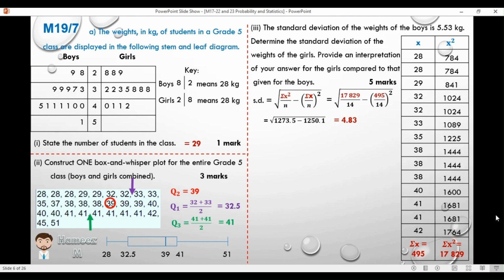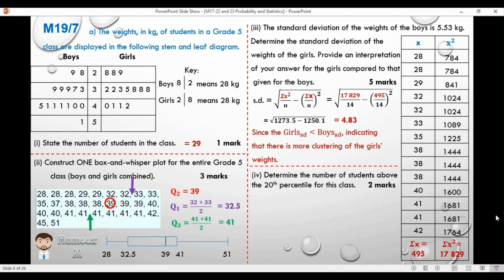And this is to two decimal places, because the standard deviation given for the boys was also to two decimal places, 5.53. Now we can compare the girls' and boys' deviations. Since the girls' standard deviation, which is 4.83, is less than 5.53, the boys' standard deviation, this indicates that there is more clustering of the girls' weights, while the boys' weights are more spread out. Let's go on to the next part.